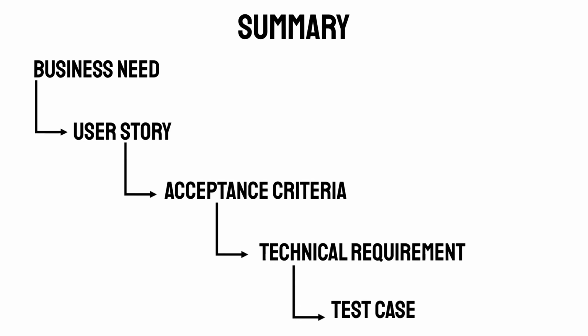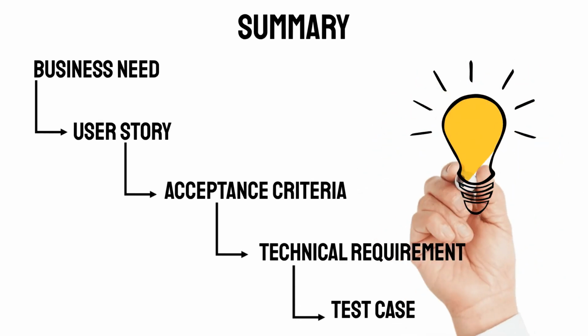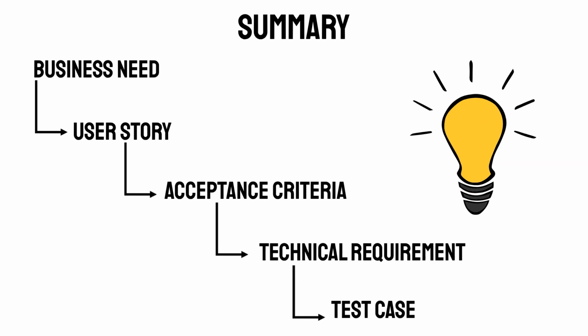That's a top-down view. If you go bottom-up, it means every test case has to be linked to a technical requirement, which in the end has to be linked to a user acceptance criteria. And this criteria has to be linked to user story, and this ultimately has to be linked to the business need. And that's basically how you do bulletproof requirements gathering as a business analyst.